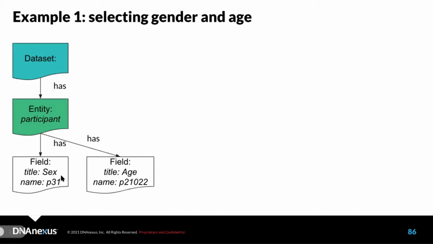So we've got a field here, our gender field. The name that we need is P31. Again, we can get that from UKB Showcase or from Cohort browser. We can see that the field belongs to the participant entity, and that participant entity belongs to our data set. We'll be going into this in much more detail in a second, but I just want to set the stage.